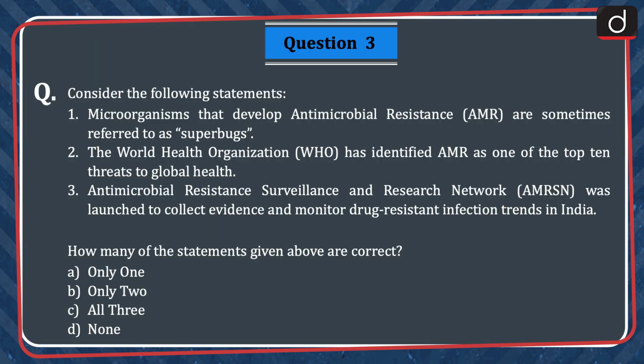Next question is, consider the following statements. 1. Microorganisms that develop antimicrobial resistance are sometimes referred to as superbugs. 2. The World Health Organization has identified AMR as one of the top 10 threats to global health. 3. Antimicrobial Resistance Surveillance and Research Network was launched to collect evidence and monitor drug-resistant infection trends in India. How many of the statements given above are correct? Only 1, only 2, all 3 or none? The correct answer is option C, all 3.